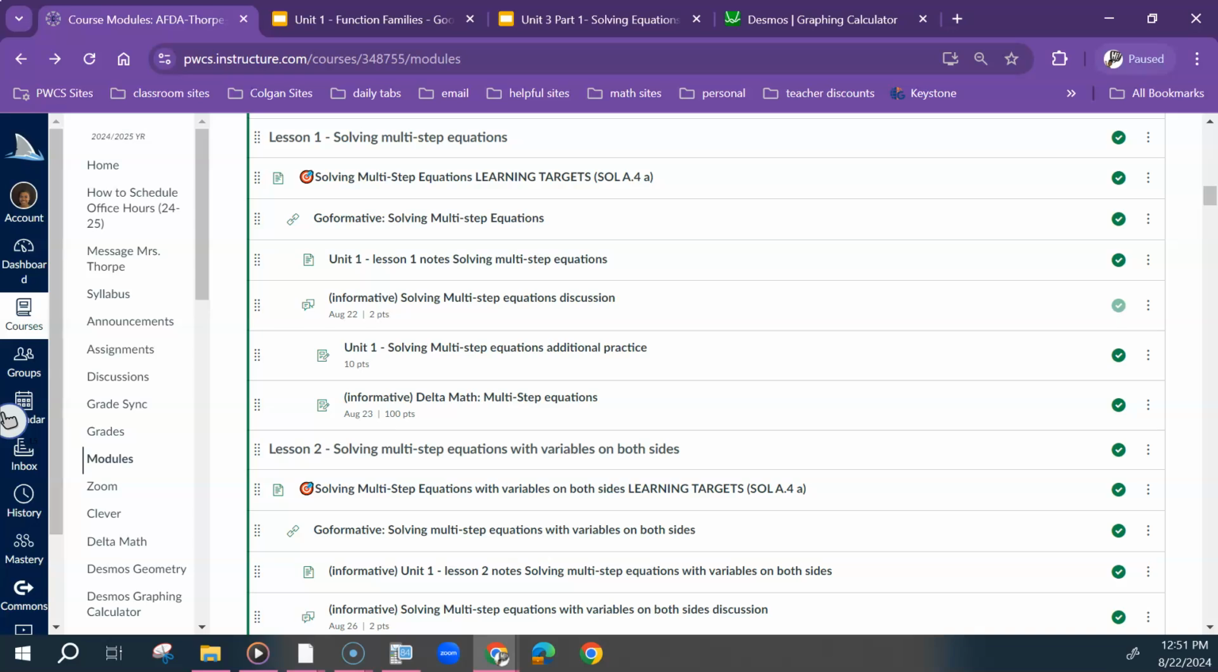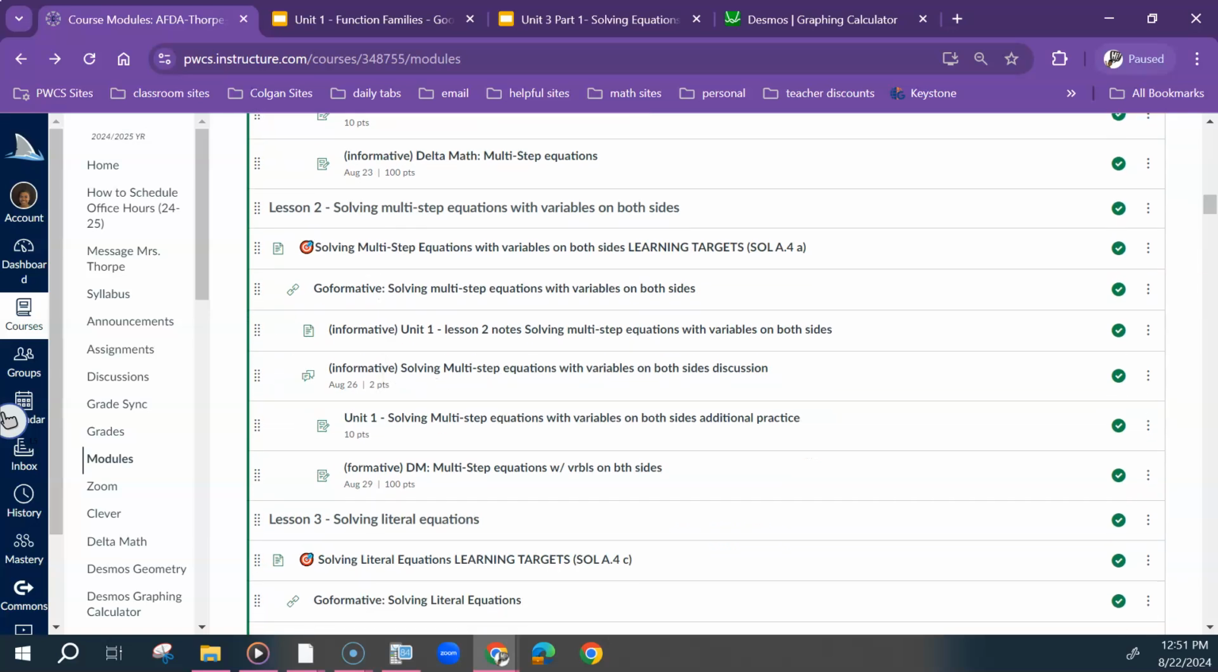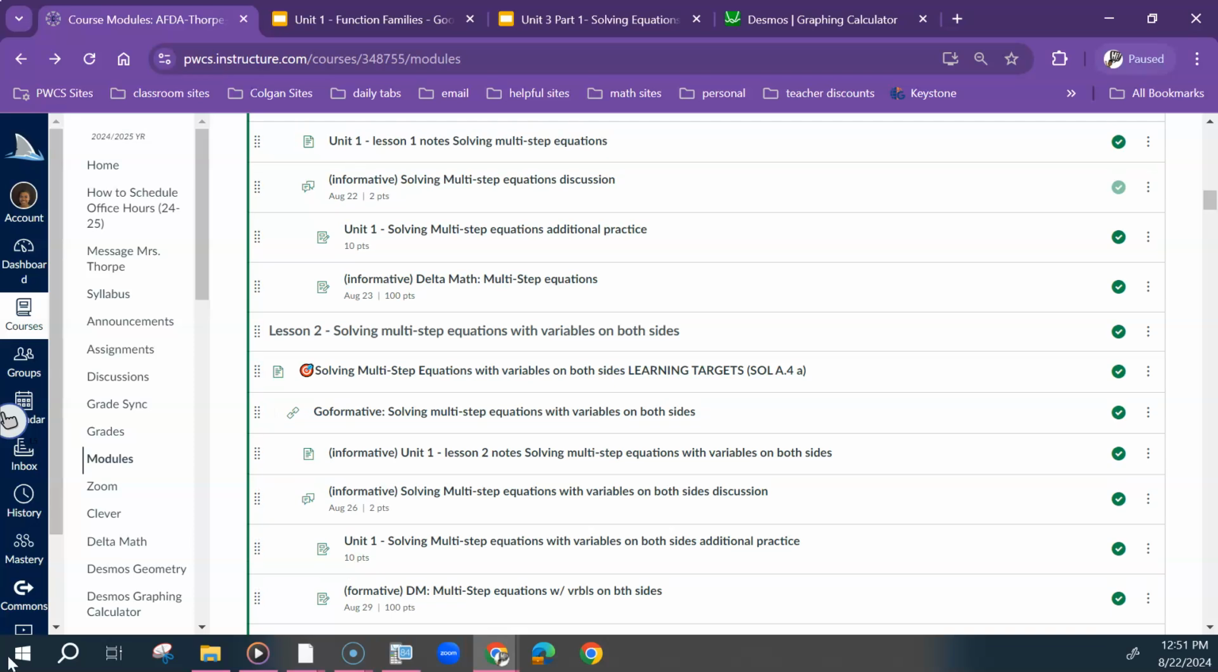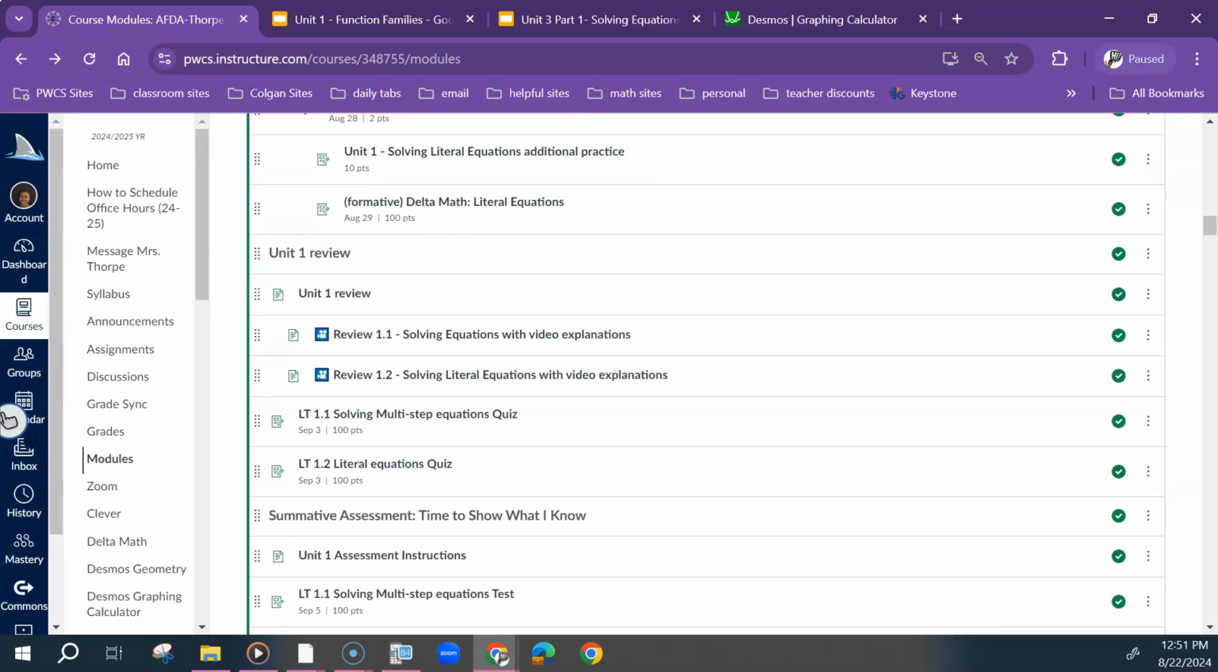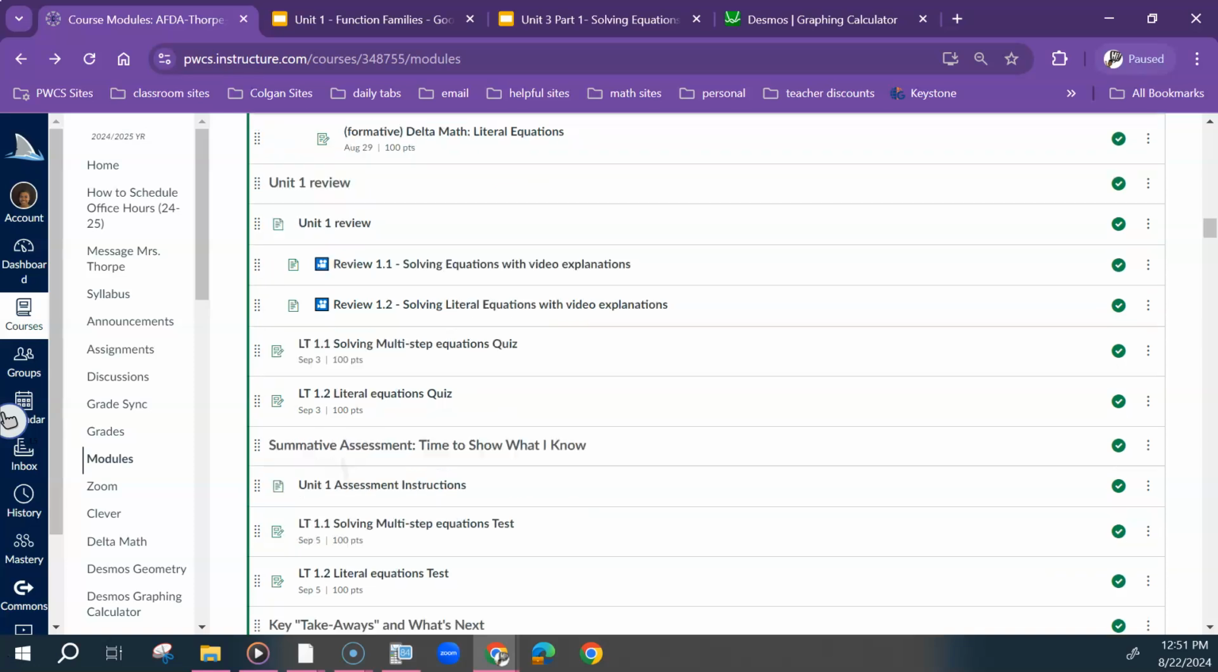The discussions, I would like you to do them to the best of your ability. Sometimes I'm going to forget to say try to do them, just to build better knowledge and understanding. The Delta Maths that are associated with whatever the topic is, it will just take you to Delta Math. It just tells you the date that it is due. There'll be a review sometimes. Sometimes it'll have a video, sometimes it won't. I'm working on that. It's in the process.